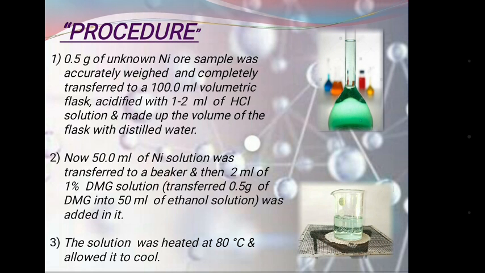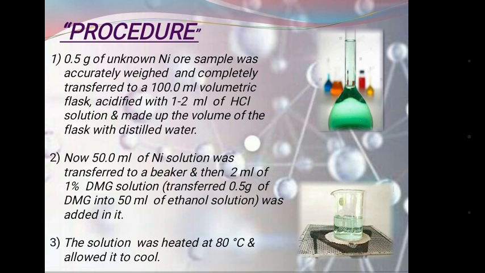0.5 gram of unknown nickel ore sample was accurately weighed and completely transferred to a 100 ml volumetric flask, acidified with 1 to 2 ml of HCl solution, and the volume of the flask was made up with distilled water. Nickel(II), being a transition metal salt, has a green color due to partially filled d orbitals. Now 50 ml of nickel solution was transferred to a beaker and then 2 ml of 1% dimethylglyoxime solution was added to it. Dimethylglyoxime is not soluble in water, that's why we need alcohol to dissolve it.